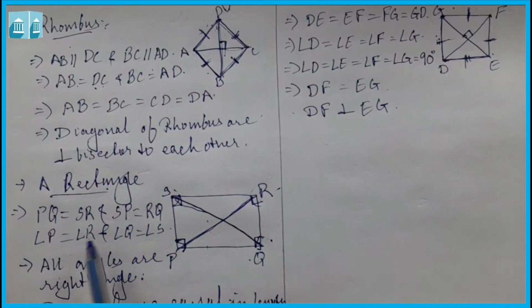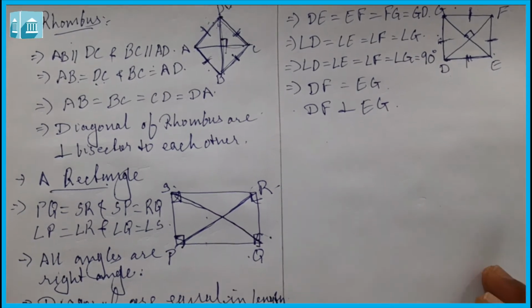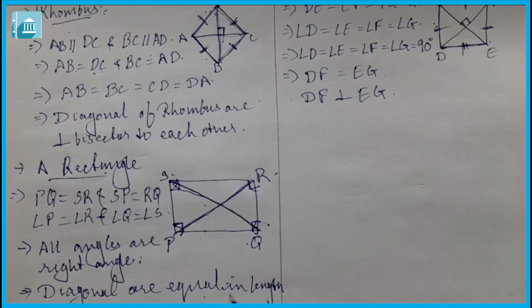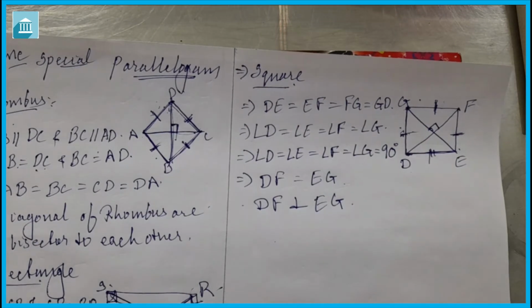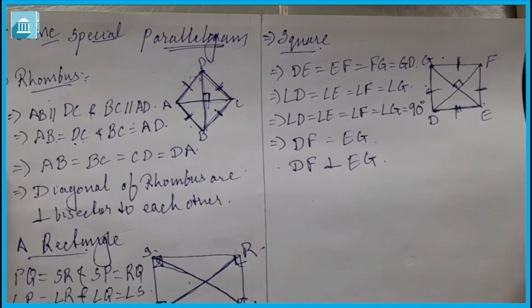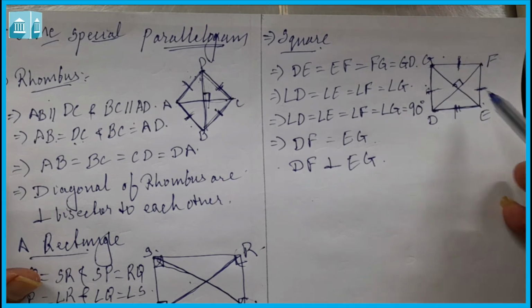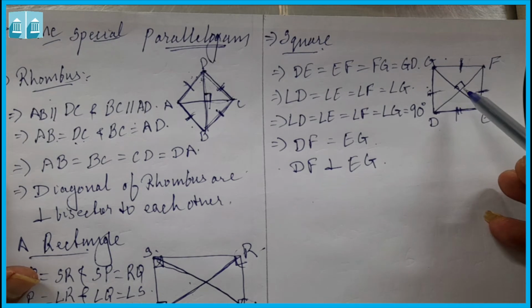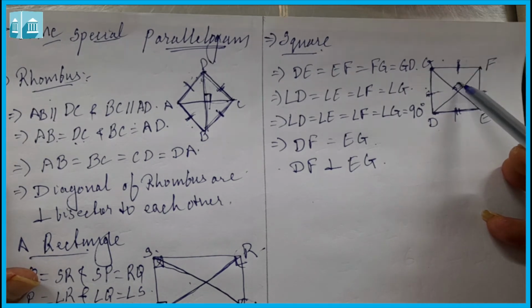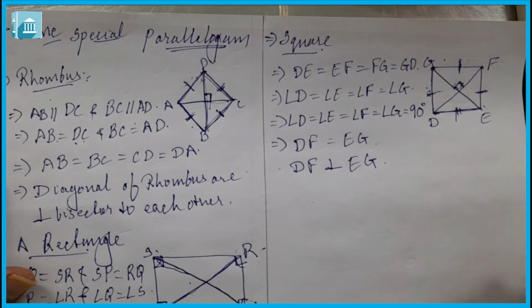Then we had learned about the rectangle. Rectangle is a parallelogram whose all the angles are the same, that is 90 degrees, and their diagonals are equal in length and they also bisect each other. Then we had learned about square. Again, a square is a parallelogram whose all the sides are equal, all the angles are equal, whose diagonals are equal, and diagonals also bisect each other at 90 degrees, or you can say perpendicularly bisect each other.